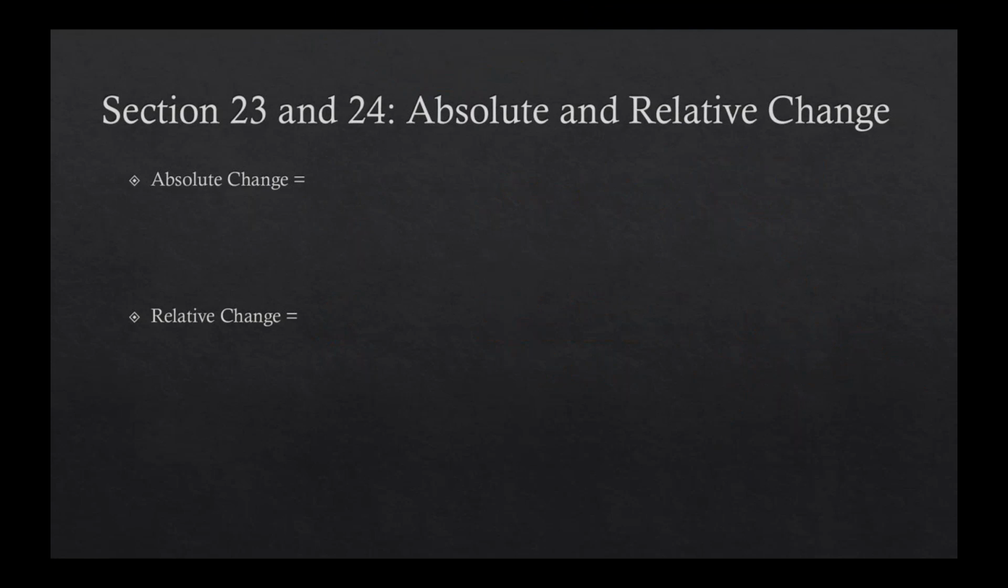So talking about formulas, absolute change is found by taking the new value minus the old value. Always, new minus old. So you'll see a lot that I will just write n minus o. If you watch the videos, that's what you're going to see.